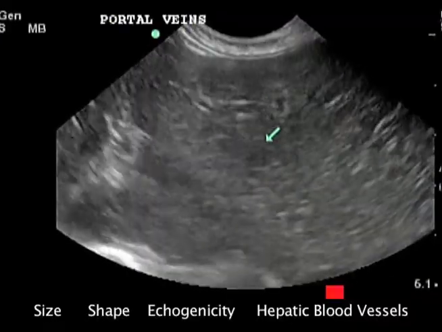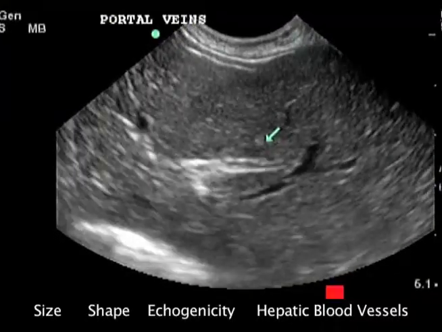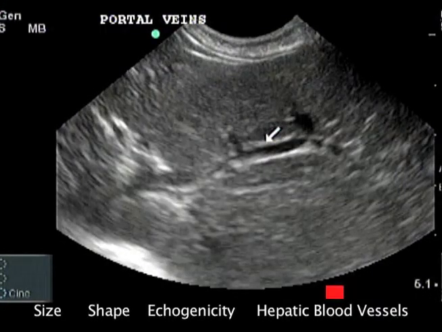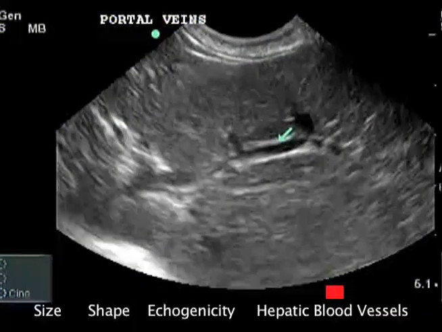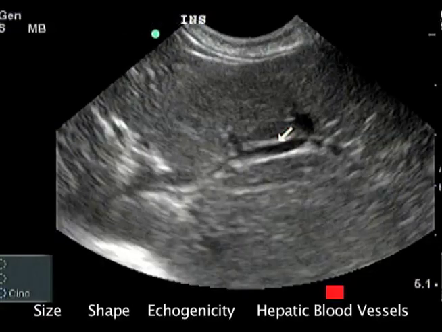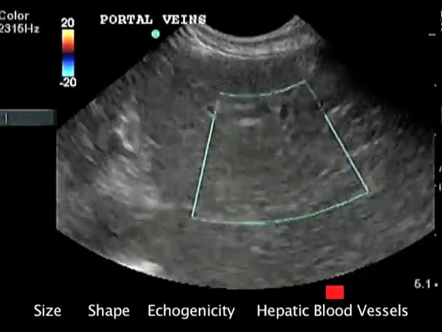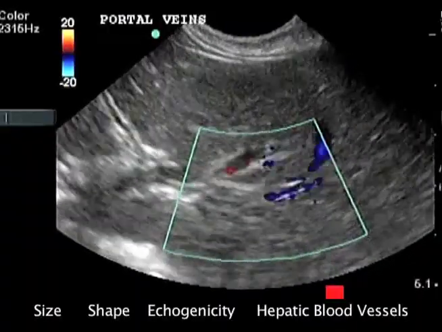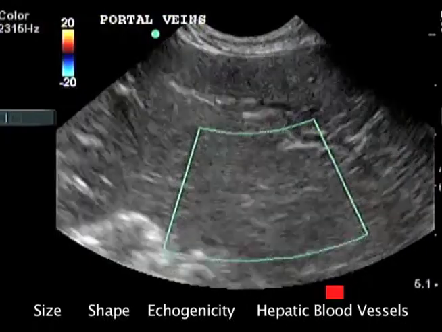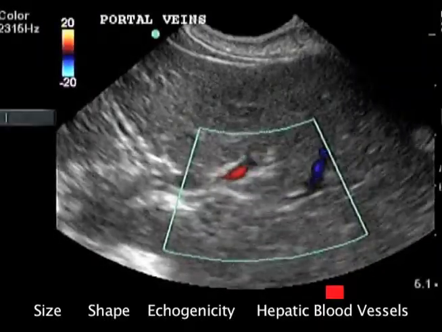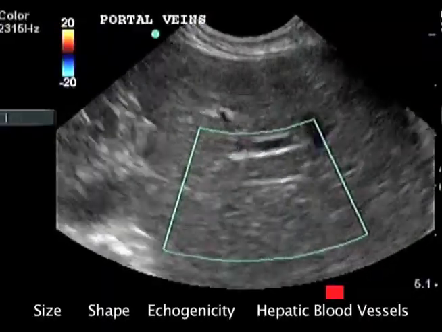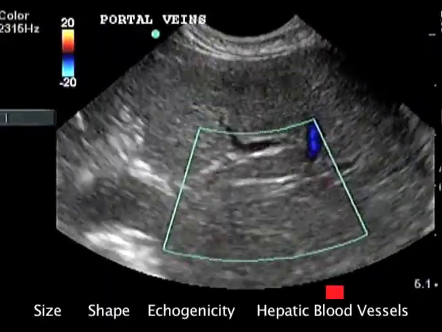Intrahepatic portal veins have hyperechoic or bright white walls and carry blood from the intestines into the liver in this transverse view. Homogeneous appearance of the liver parenchyma is interrupted by hepatic blood vessels. Approximately 75% of the blood supply to the liver comes from the intrahepatic portal veins. In this transverse view, the portal vein branches right and left to supply the separate liver lobes.